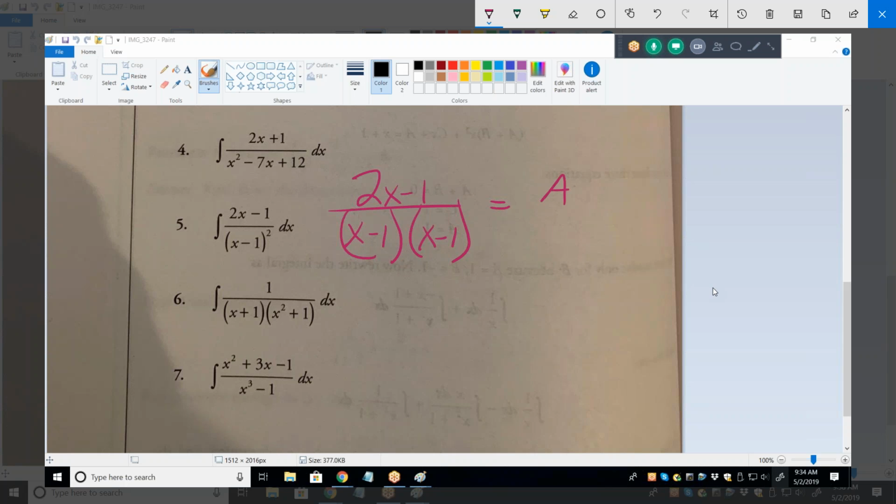Well, A over x minus 1 and B over x minus 1? Um, I'm not sure. I think it's got to be this. And I think it may even be that. In other words, if we were adding the right side of the equations together, what would be the common denominator? I'm not sure. Well, it's x minus 1 squared.